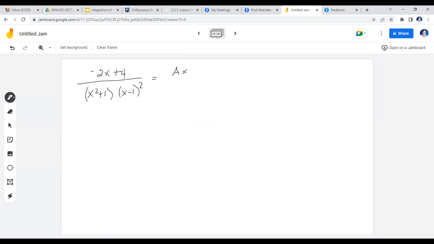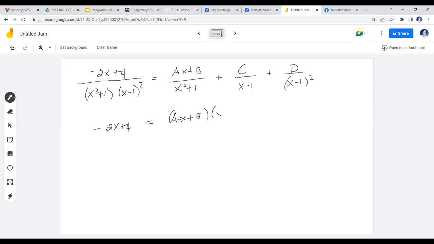And you have ax plus b over this irreducible quadratic factor, and you have c for x minus 1, and you have d for x minus 1 quantity squared. Okay, when you multiply this entire equation by x squared plus 1 and x minus 1 squared, your left side would be negative 2x plus 4. And this one would be ax plus b multiplied to x minus 1 squared. This one would be c times another x minus 1 times x squared plus 1. And your d, which is x squared plus 1.